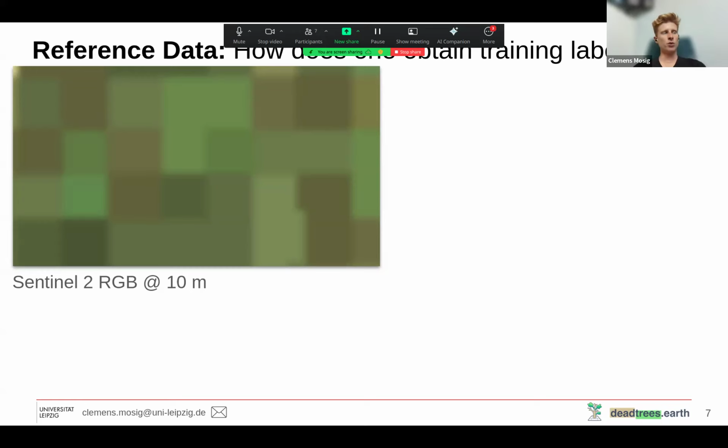So when you want to map global tree mortality, the most obvious sensor is Sentinel-2, because here we have a spatial resolution of 10 meters. It captures the whole world at global scale and also temporally continuous at like 5 to 10 days on average. The issue is when you look at Sentinel-2, and you want to create some form of training labels to then create a deep learning model, for example, to map tree mortality, you really have an issue figuring out what actually dead trees are in Sentinel-2 imagery.